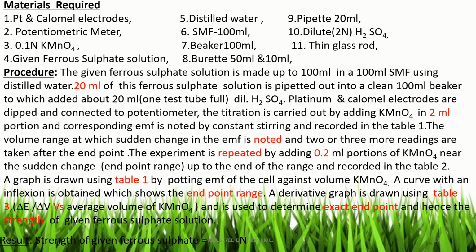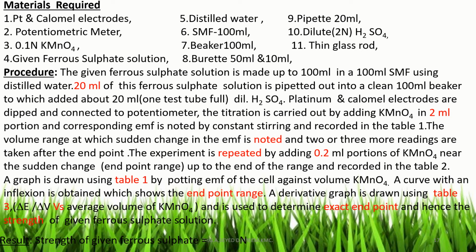Now the experiment is repeated with another 20 ml of ferrous sulfate solution, and up to 1 ml prior to the endpoint range, the KIO4 is added to the solution. Afterwards, 0.2 ml portions of KIO4 are added near the endpoint range up to the end of the range, and recorded in table 2. Here also, on adding 0.2 ml portions of KIO4, there is a remarkable change in the EMF. Afterwards, 5 readings are taken, and all the values are recorded in table 2.